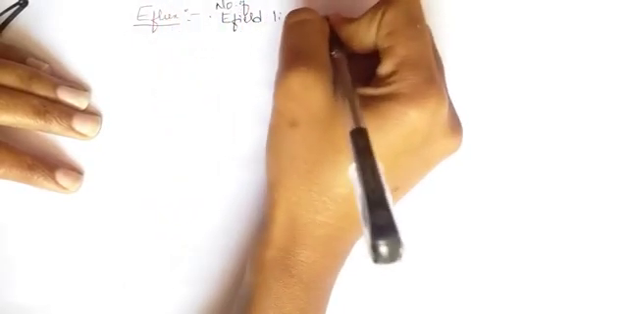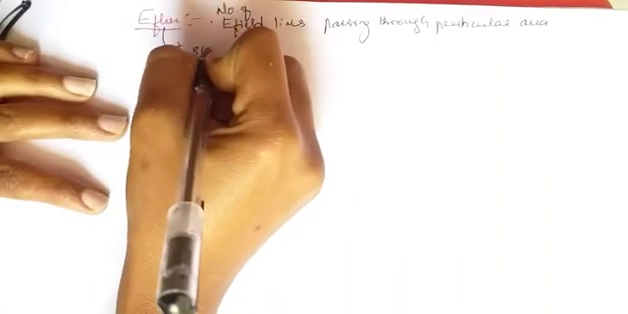So here, electric flux is defined as what? The number of electric field lines passing through a particular area. Here we are considering area as a vector. So electric flux is a scalar quantity, it has only magnitude.